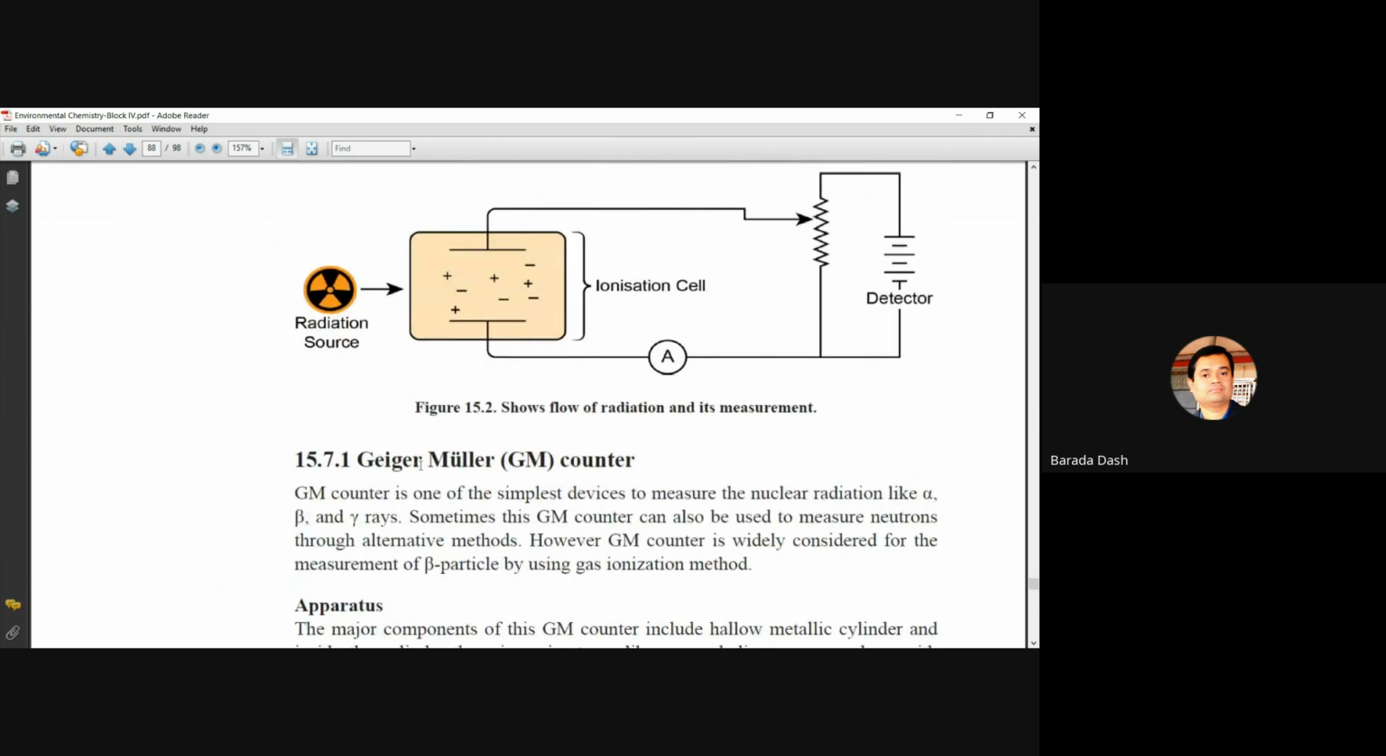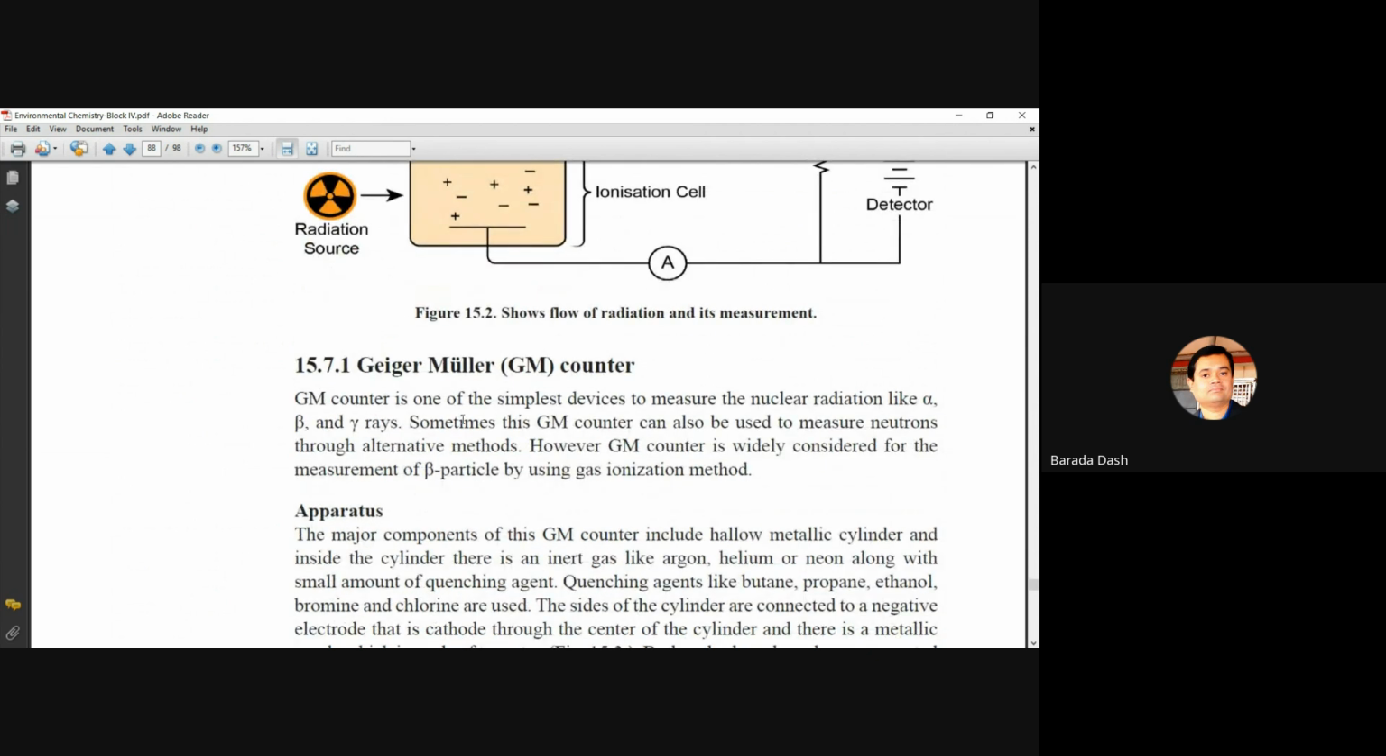So there is the Geiger-Muller counter, GM counter. The GM counter is the simplest device to measure nuclear radiation, that is alpha, beta, gamma rays. Sometimes the GM counter can also be used to measure neutrons through alternative methods.